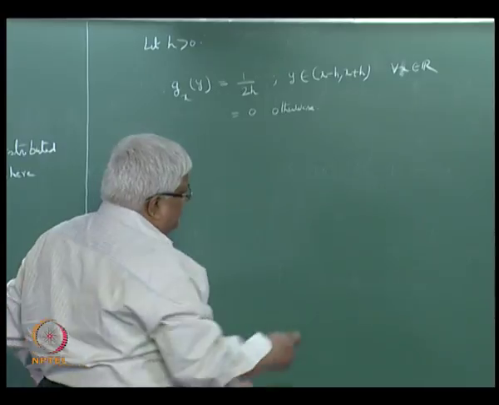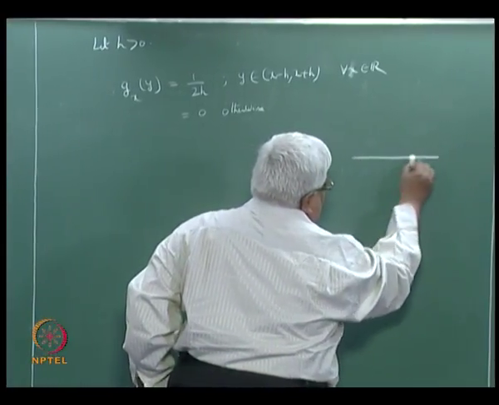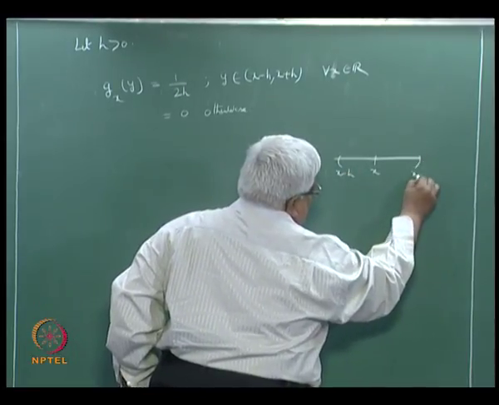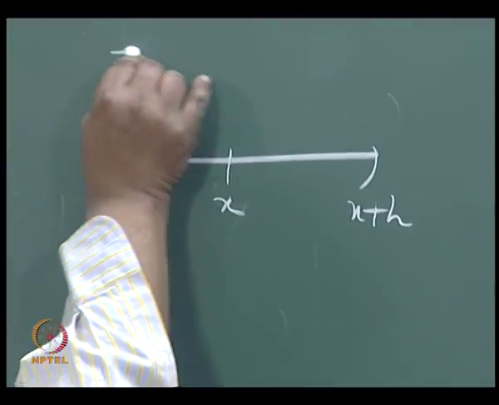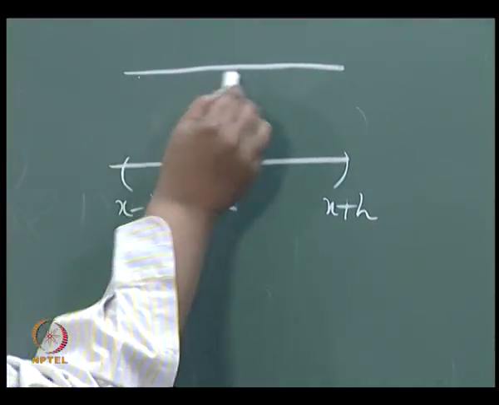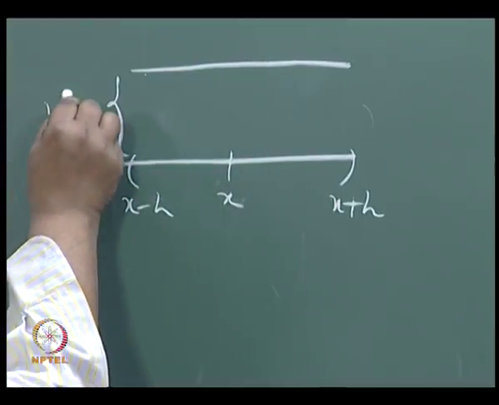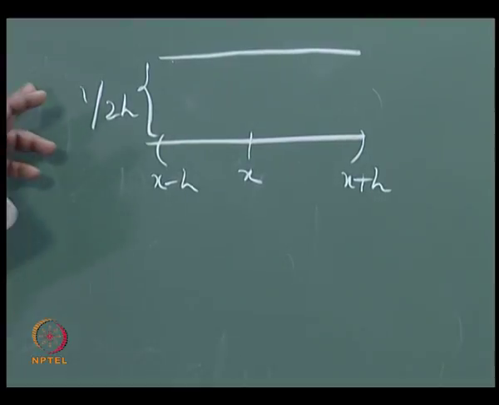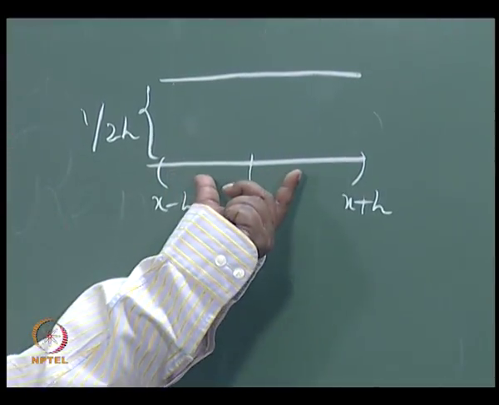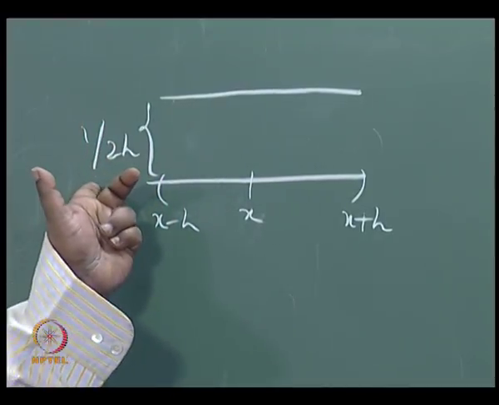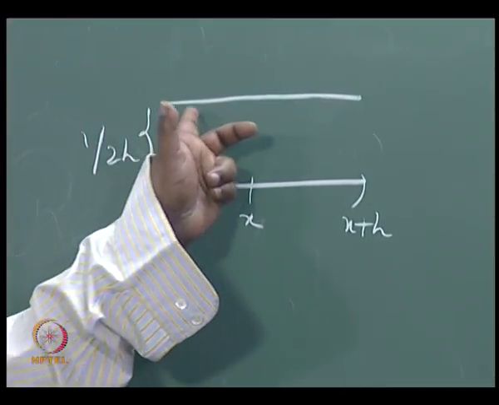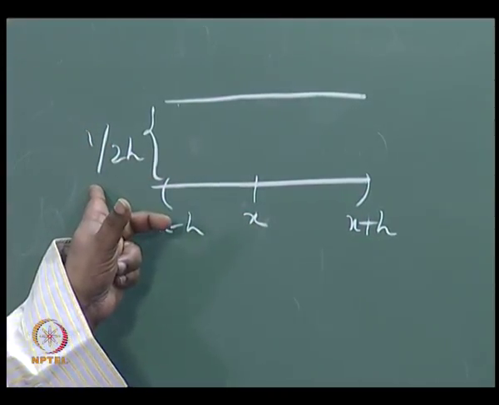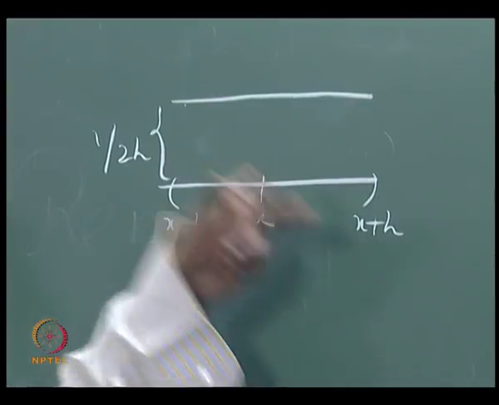Now what is the meaning of this? Suppose this is x, this is x minus h, and this is x plus h. This height is 1 by 2h. Now note that this length is 2h and the height is 1 by 2h. So the area under this curve is 1.